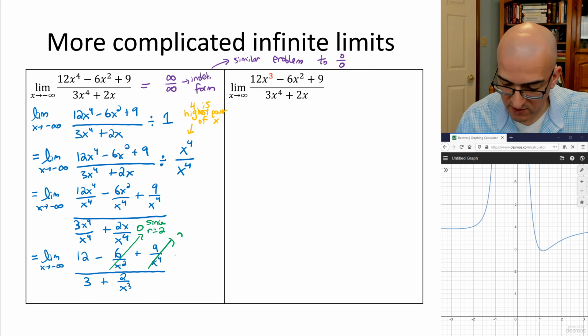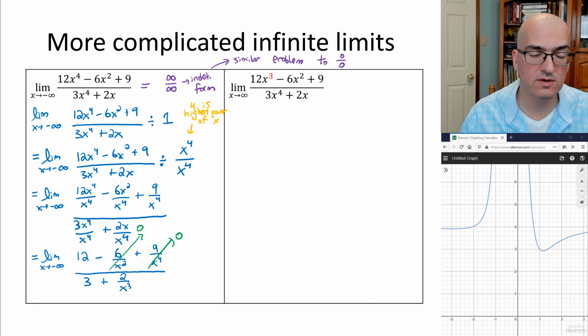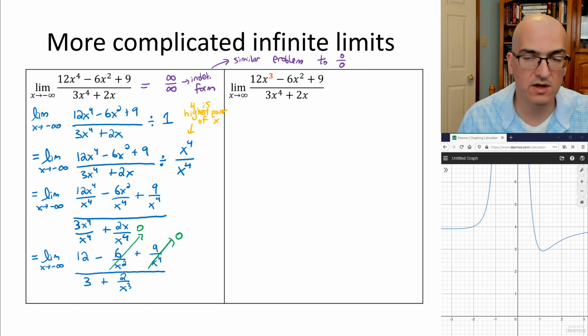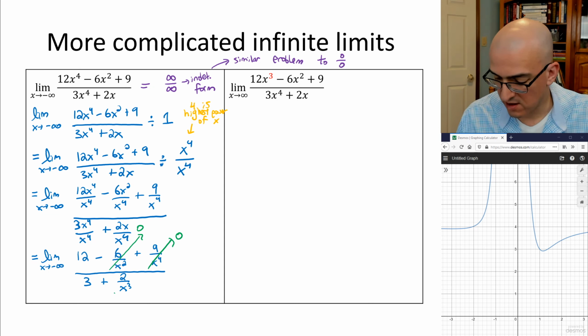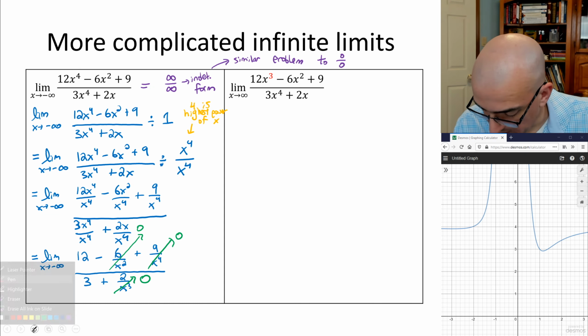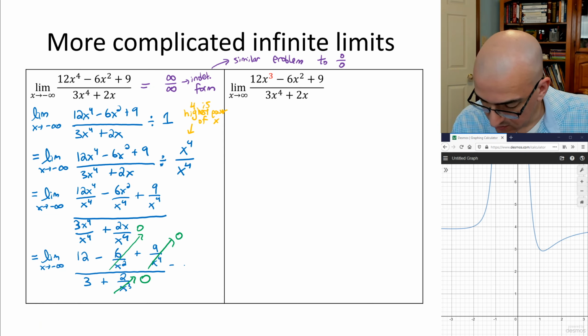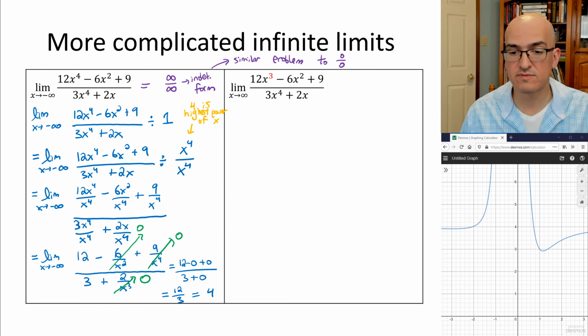The 9 over x to the 4, that goes to 0. So the third piece is with r is equal to 4. So 1 over x to the r with r greater than 0, we're going to get that component going to 0 when x goes to plus or minus infinity. The 3 stays as it is. And the last piece goes to 0. So we get 12 minus 0 plus 0 over 3 plus 0. We get 12 over 3, which is 4, as needed.